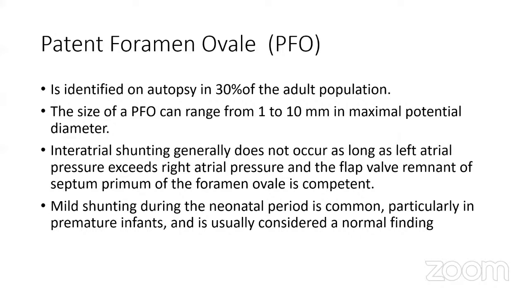Mild shunting during the neonatal period is common, particularly in premature infants, and is usually considered a normal finding. During coughing or Valsalva, the increase in right-sided pressure may open the PFO.